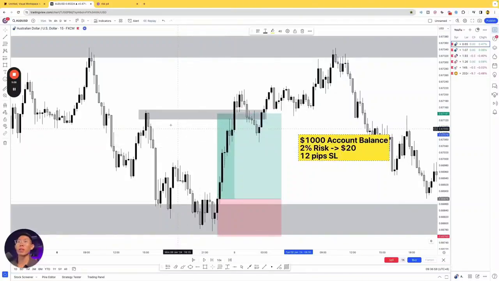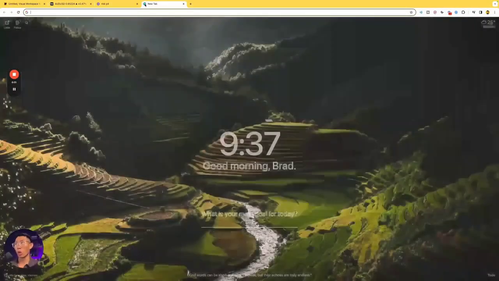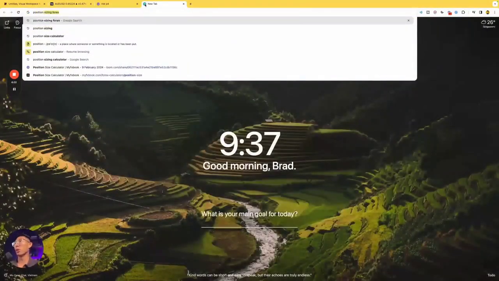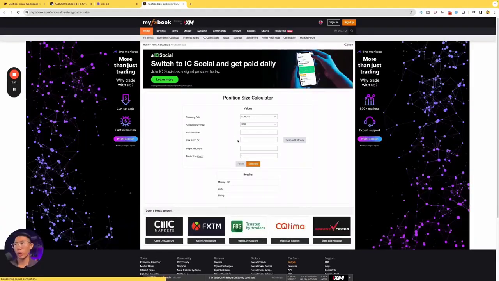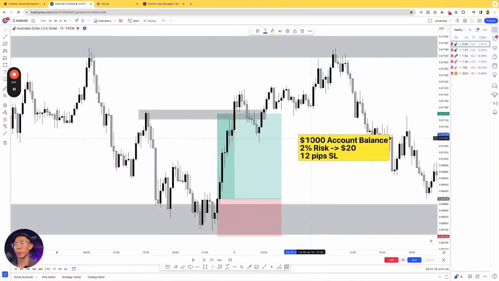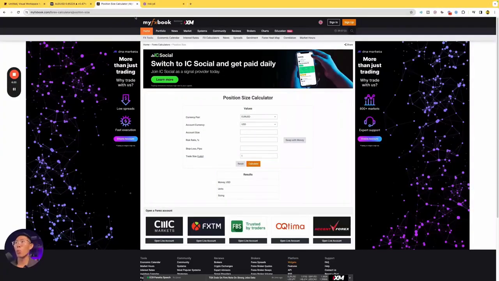And that is where you will find what lot size you should be using. So if you just go to Google and search position size calculator, right? I would recommend you use the first one right here. This is actually the one that I use, by my FX book. So you click on it and you'll come to this page. And like I said just now, the reason why I asked you to input this information is because you need it to determine the correct lot size you should be using.